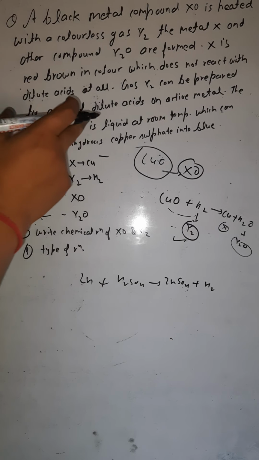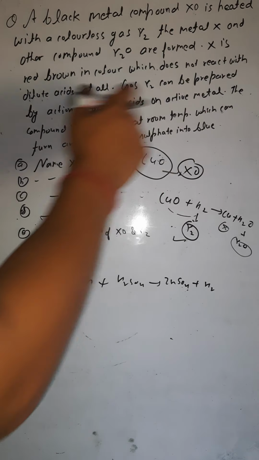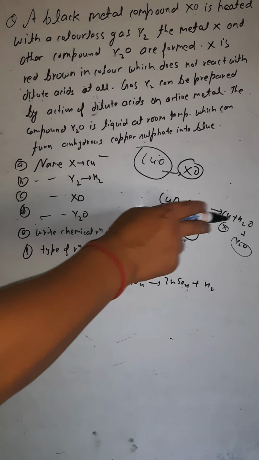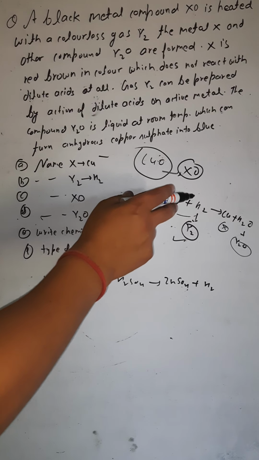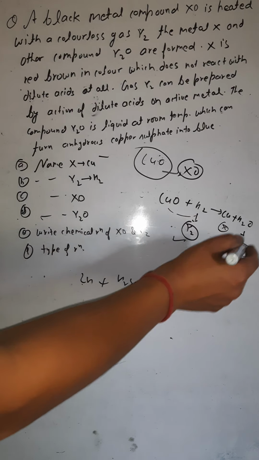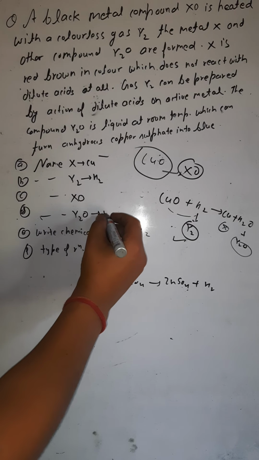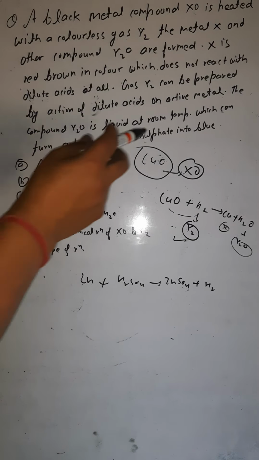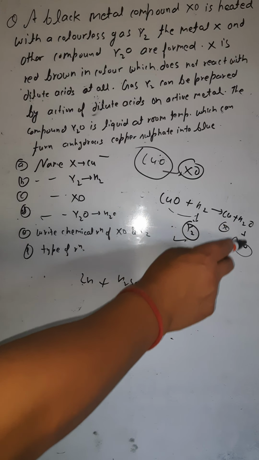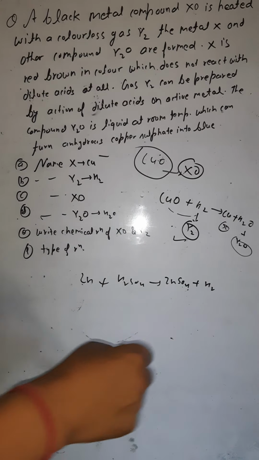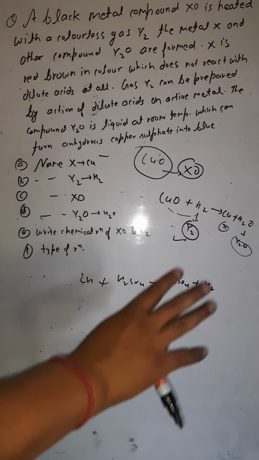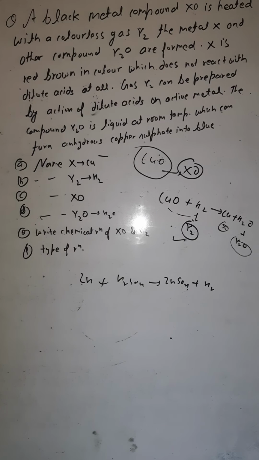Now one more. The compound Y2O, which is being formed here, is liquid. If it is H2O, what would be forming here? So Y2O is liquid, which means it is water. Now, which can turn anhydrous copper sulfate blue? If you have copper sulfate and you just drop water there, the solution becomes blue in color.